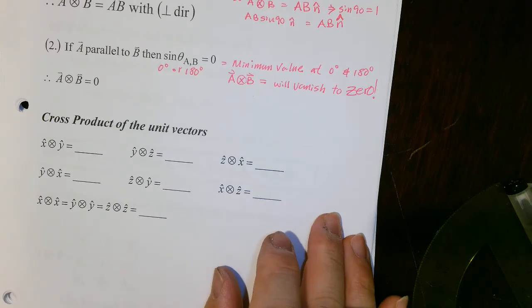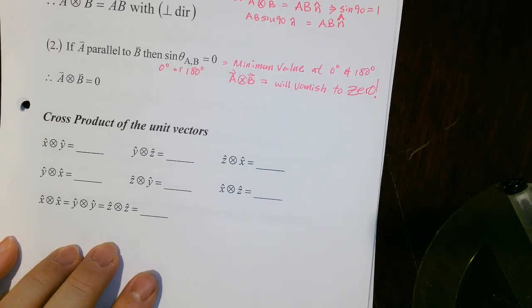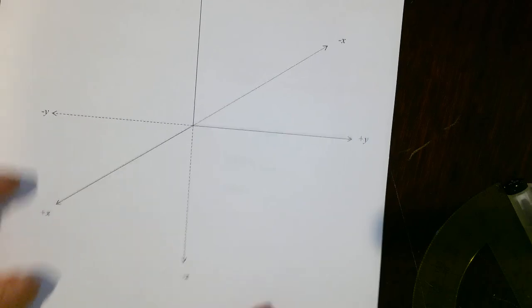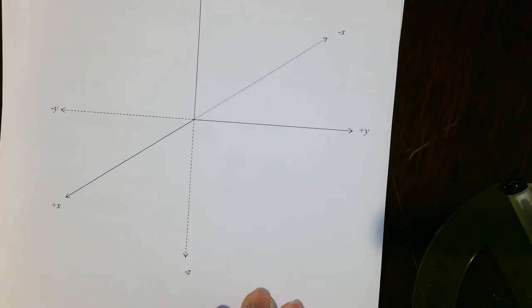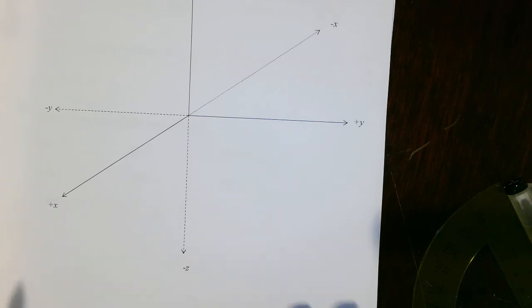So here we need to figure out the directions of A cross B. All right? So here I produced some of these. Now, if you have hard time visualizing this three-dimensional axis on a two-dimensional plane, Ben, you have a question?